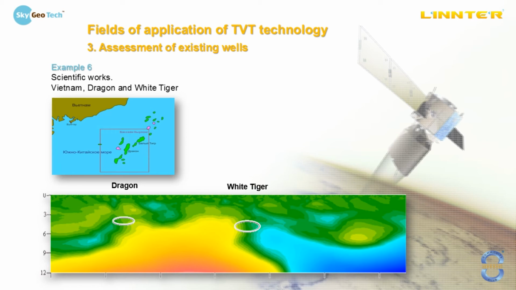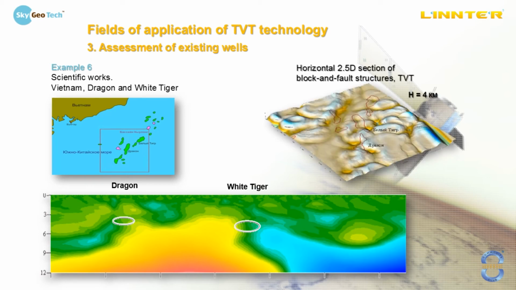And on this picture, the block and fold structure vertical profile, we can see that these deposits are located in the transitional zones between dense rock, red color, and the compaction zones, blue color. This is the reason why the deposits are exactly in these spots. And we also built a 2.5D map to see the geometry of the area.